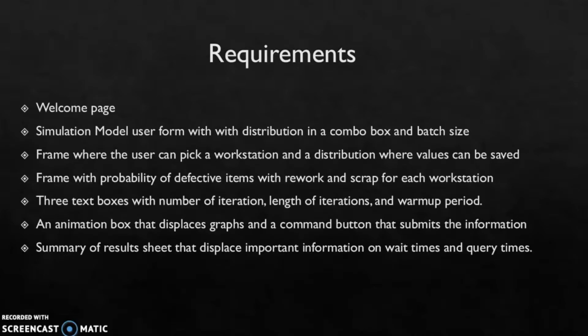For our project, we have the following requirements. We're to have a welcome page, a simulation model user form with distribution in a combo box and batch size, a frame where the user can pick a workstation and distribution where values can be saved, a frame with probability of defective items with rework and scrap for each workstation, 3 text boxes with number of iterations, length of the iterations, and a warm-up period, an animation box that displays graphs, and a command button that submits the information, as well as a summary of the results sheet that displays important information on wait times and queue times.